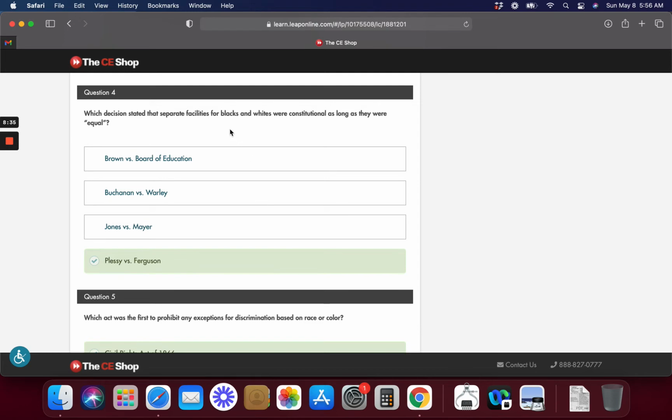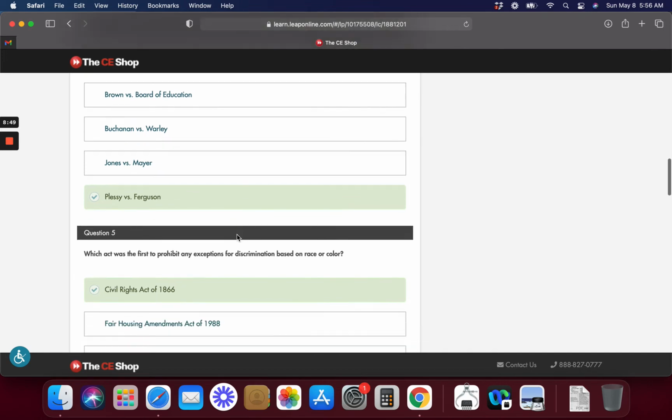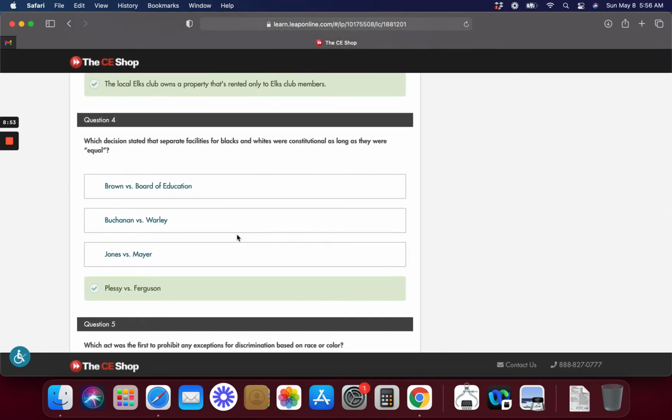Which case held that separate facilities for black and white people were constitutional as long as they were equal? I have no idea what that means, as long as they were equal. But this is the case. It says here they can have separate facilities. I think this one overturned this one, and then they stopped the separate facilities.